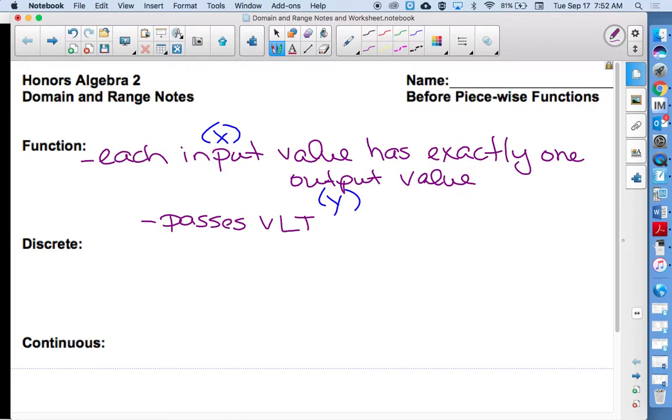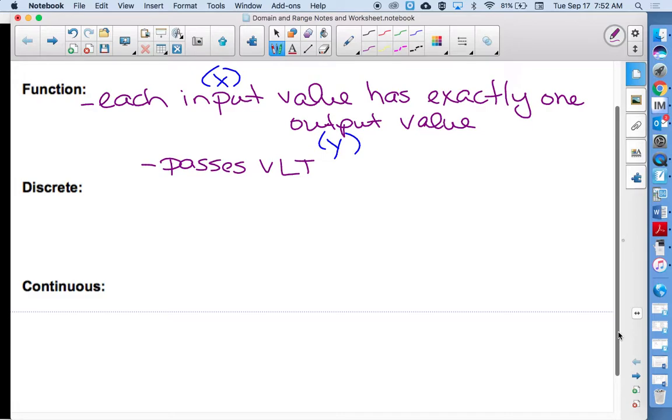So there are 2 other words here that we talked about at the beginning of chapter 2. We also talked about last week when we were doing linear regression. The difference between a discrete graph and a continuous graph. So discrete versus continuous. Josh, what do you think? Discrete is just points on the graph. Yeah. Continuous is a line.